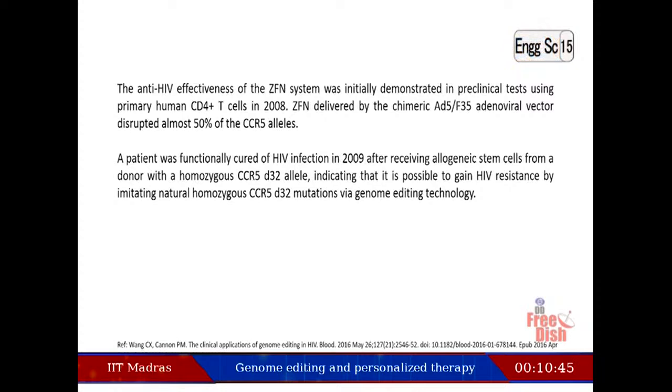ZFN delivered by the chimeric Ad5/F35 adenoviral vector disrupted almost 50% of the CCR5 alleles. A patient was functionally cured of HIV infection in 2009 after receiving allogeneic donor cells with homozygous CCR5 delta 32 allele, indicating that it is possible to gain HIV resistance by imitating natural homozygous CCR5 delta 32 mutations via genome editing technology. We have discussed these at length earlier in the lectures on ZFN as well as TALEN and CRISPR-Cas9.